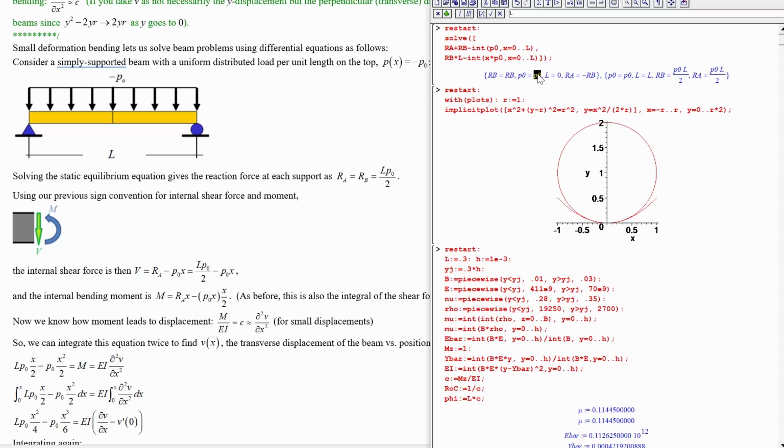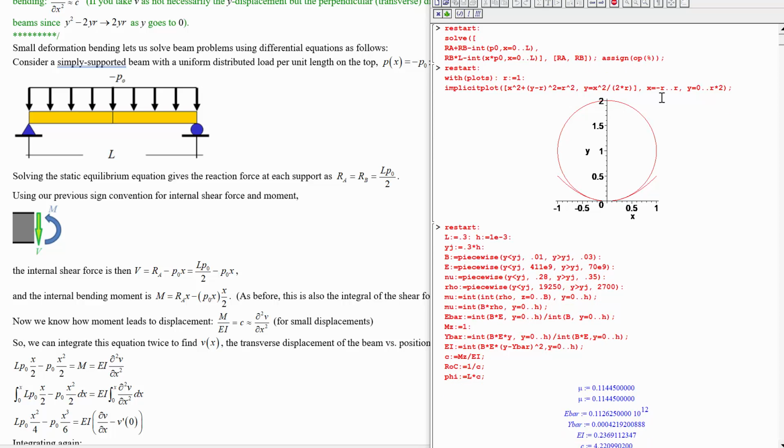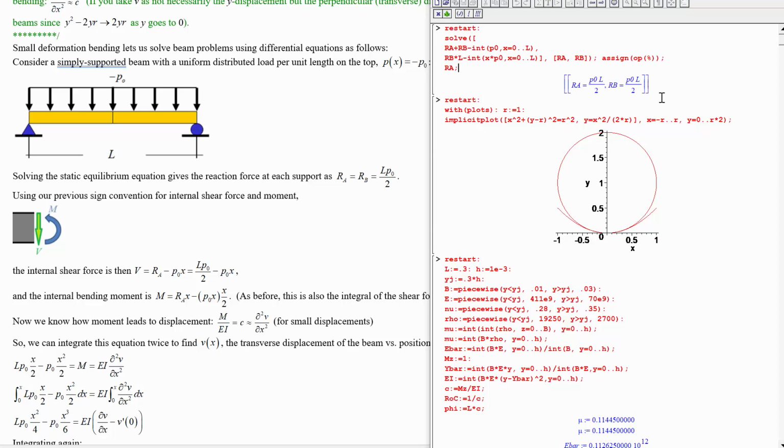Now here, because we put L as a variable and P0 as a variable, it found two different solutions here. One of them actually is finding the RA and the RB, but the other one is saying, we don't know what those are. It could be that L is 0. That's kind of a trivial solution here. What you can do if you want to do symbolic solving is just also tell the solve command which variables you'd like it to find, RA and RB. So here we go. We've got RA is that, and RB is that. So what we can do is assign the op of that, and now we should have RA and RB assigned.